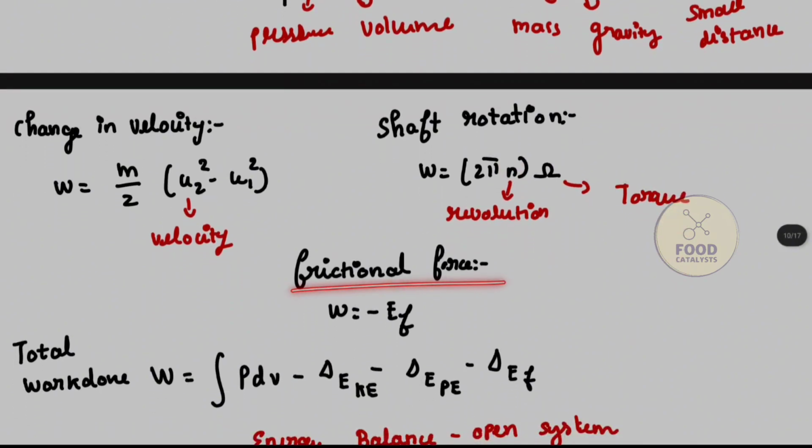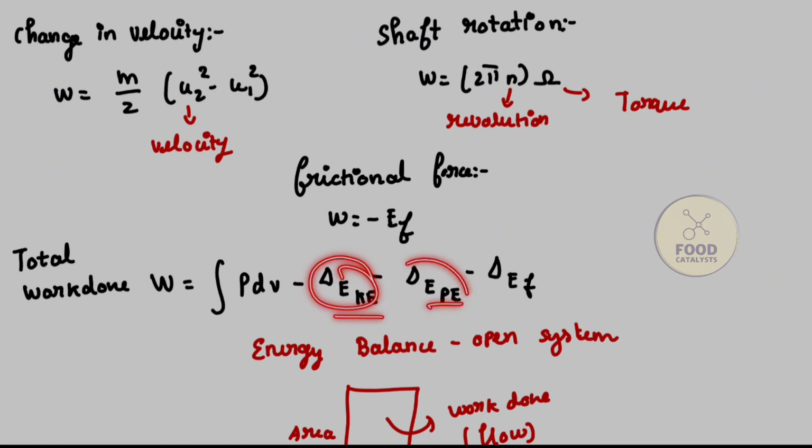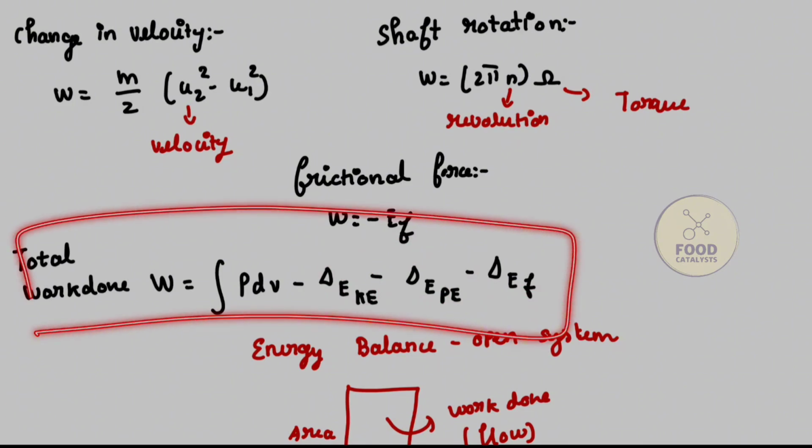Okay, if the frictional force is involved, it's minus frictional, because the frictional force is against the work which we are expecting to do. That's why it's minus. Put all that in the work. W is equal to PdV minus kinetic energy, potential energy, and the frictional energy which we have mentioned here. So put all this energy. This is the work done.